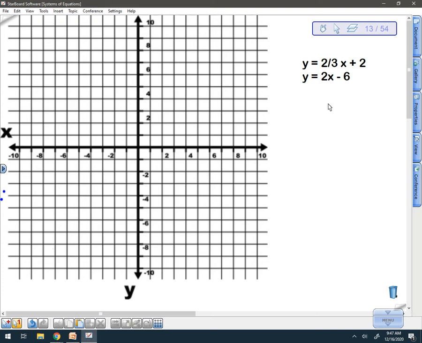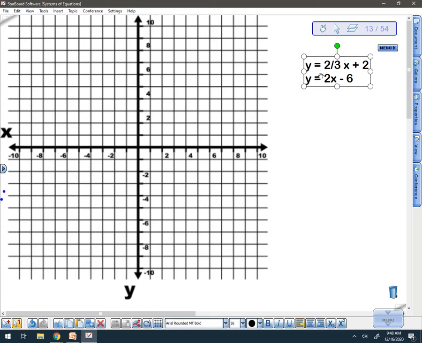After our winter break, we will go over how to do this without a graph. But for now, we're going to talk about how I want to graph them. How do I solve this using a graph? How do I figure out what x equals and what y equals to make these equations the same? Will they cross? That's what we're going to find out. So first thing we have to do is graph them.